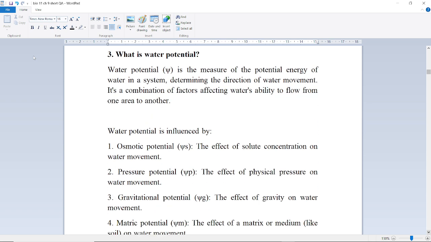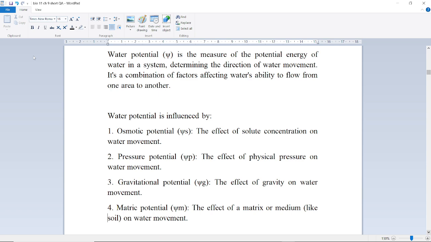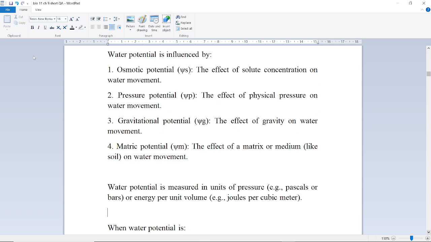Water potential is a measure of potential energy of water in a system determining the direction of water movement. It's a combination of factors affecting water's ability to flow from one area to another. Water potential is influenced by osmotic potential, which is represented by psi s, the effect of fluid concentration on water movement. Next is pressure potential, which is represented by psi p. This sign is read as psi, P-S-I, the P is silent, psi p.